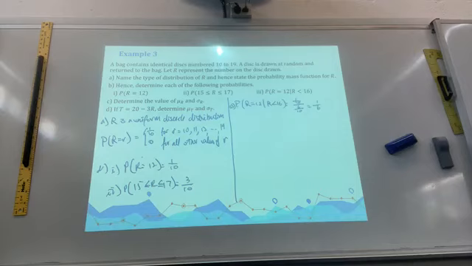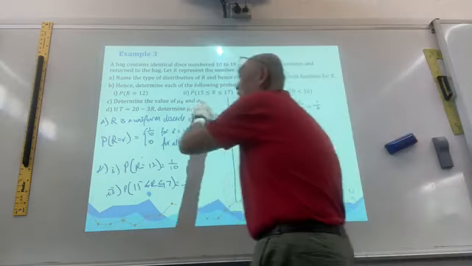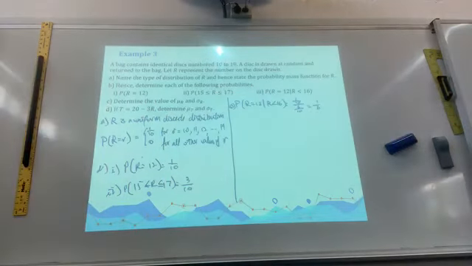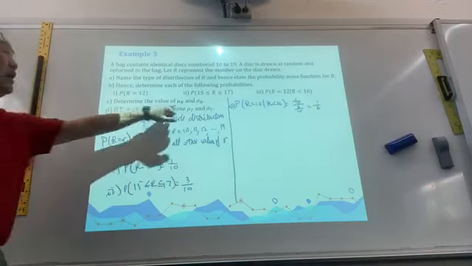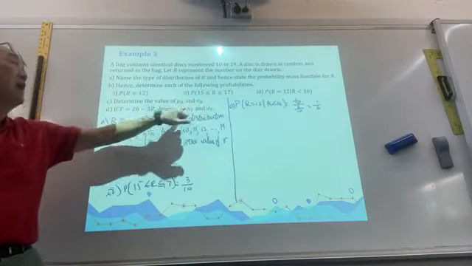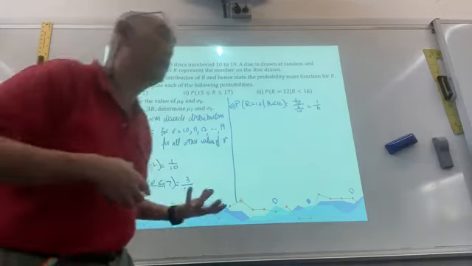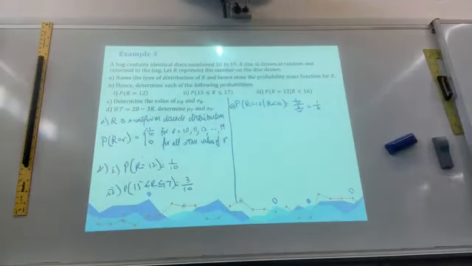Now, instead of writing the expected value of R, I use mu R, and instead of the standard deviation of R, I use sigma. So you must understand what mu and sigma are: sigma is the standard deviation, and mu is the expected value. To calculate the standard deviation with a calculator, you need to work out the variance first and square root it.